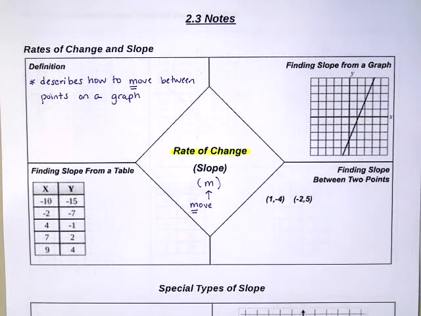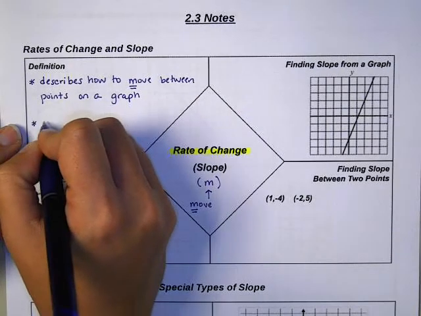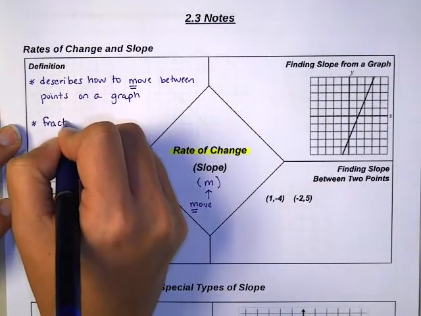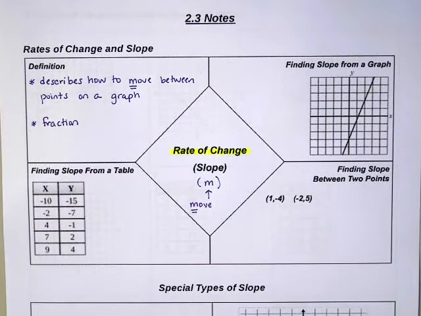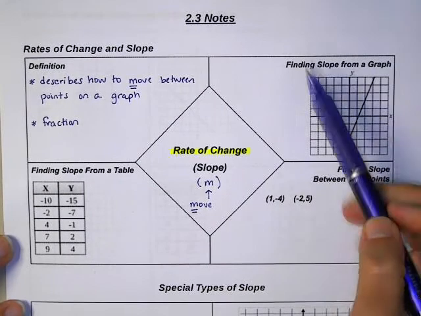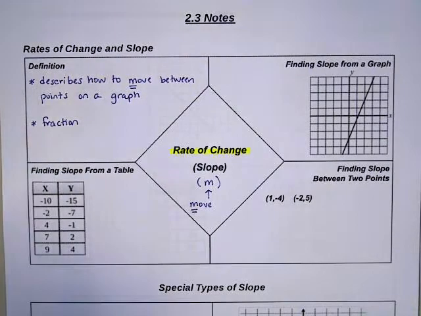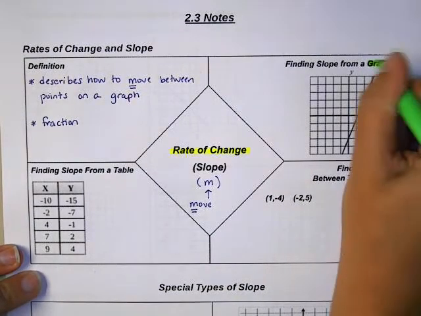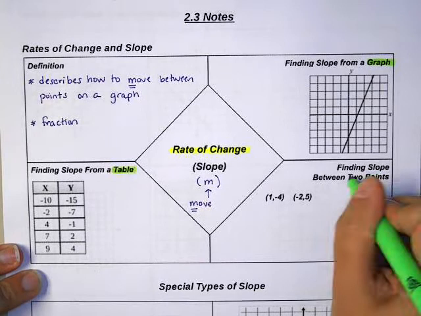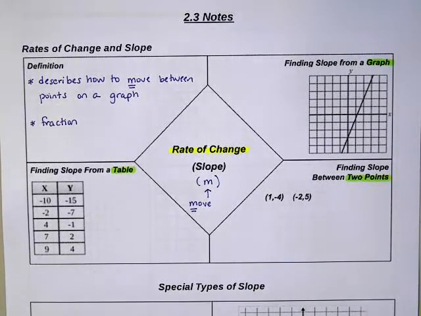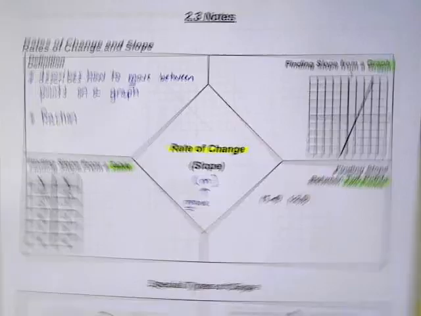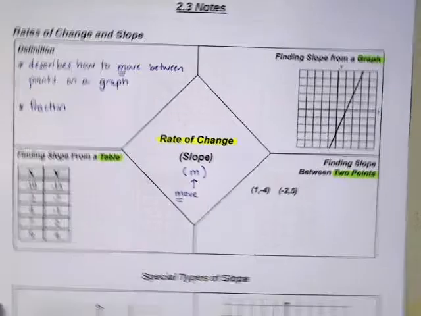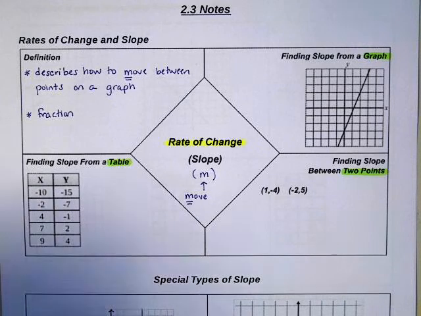One interesting thing that you should know about slope is that your slope is always going to be a fraction. So when we write our slopes, you should expect your answers to usually be fractions. Now you'll notice that in these other boxes, we have a box for finding slope from a graph, finding slope from a table, and finding slope between 2 points. Because we are going to ask you to find slopes in a variety of ways, we're going to go over each of these examples one at a time to talk about how we would find the slope in these different situations.